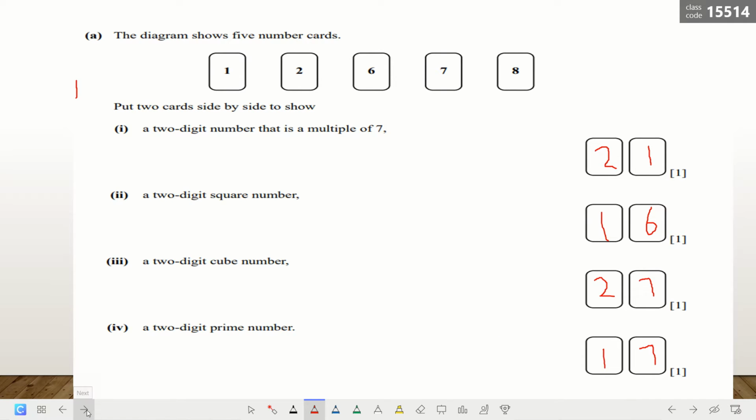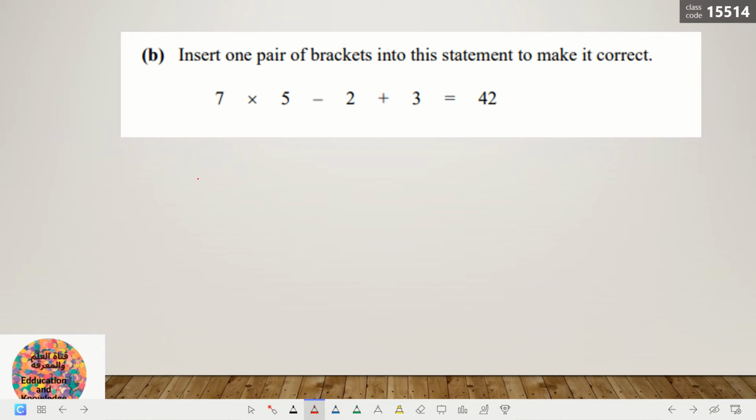Now if you go to the next slide: insert one pair of brackets into the statement to make it correct. As you see here, I have 7 times 5 minus 2 plus 3, and the answer is equal to 42. So 7 times what gives me 42? It's easy, it's 7 times 6. Okay, how can I make 6 here?